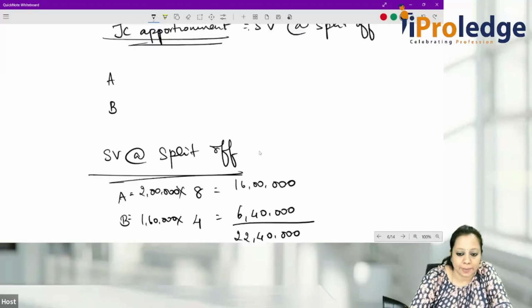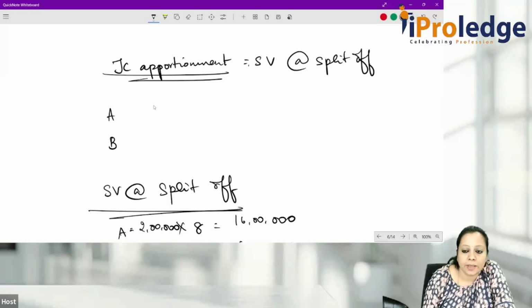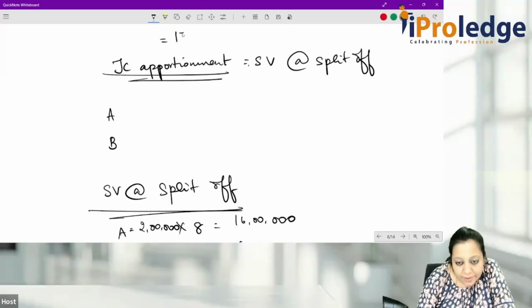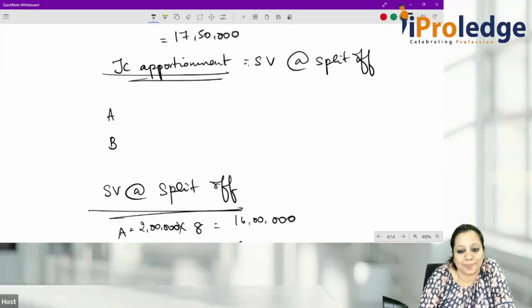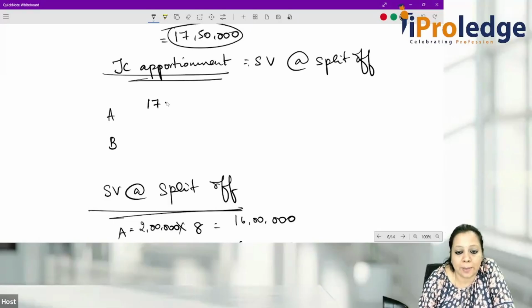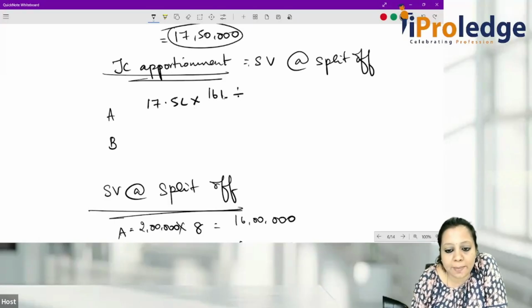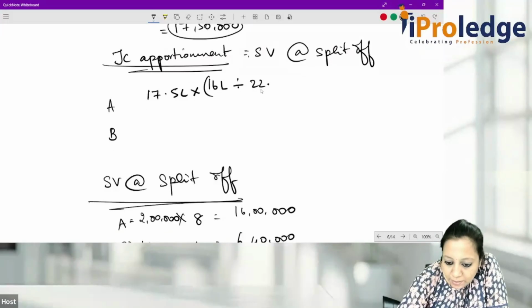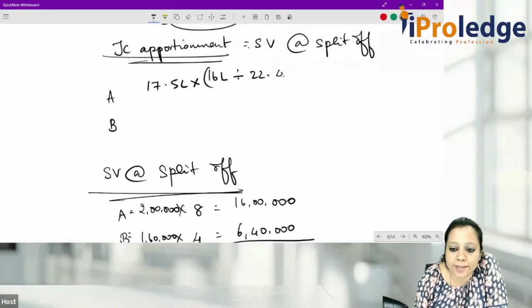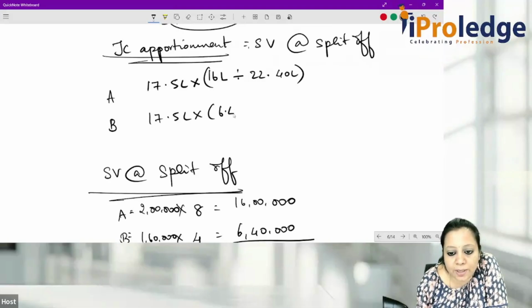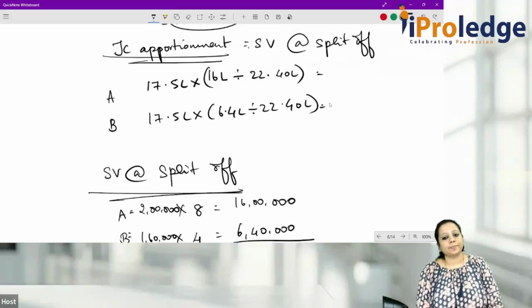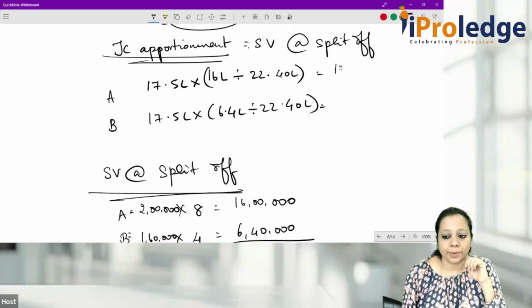Shall we proceed, students? Yes. So A and B, it is going to be joint cost. What is the total joint cost given in the question? 17 lakh 50,000. Super. So 17.5 lakhs into 16 lakhs divided by 22.4 lakhs. Then 17.5 lakhs into 6.4 lakhs divided by 22.4 lakhs. That is 12 lakh 50,000.